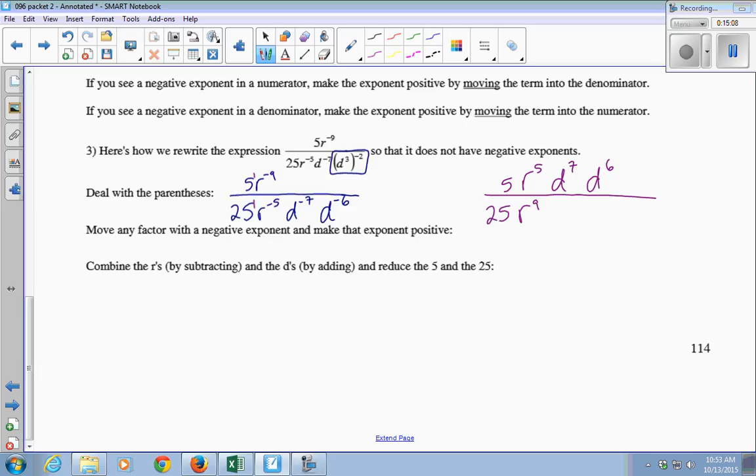So all my exponents are now positive, and now I'm just going to simplify a little bit, right? So 5 over 25, that can reduce, right? How many times does 5 go into 5? Once. And it goes into 25 5 times. And then r to the 5th over r to the 9th, how does that reduce?